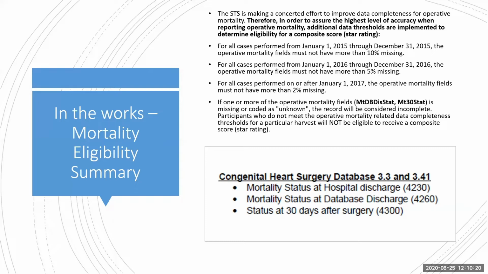So for all cases performed from January 2015 through December 2015, operative mortality fields must not have more than 10% missing. For cases performed in 2016, your operative mortality fields must not have more than 5% missing. And for cases performed on or after January 2017, your operative mortality fields must not have more than 2% missing. It's also important to keep in mind for the 2 variables, mortality database discharge status and mortality 30-day status, if either of those is coded as unknown, then that record is considered incomplete, because unknown is considered missing data when it comes to analysis.